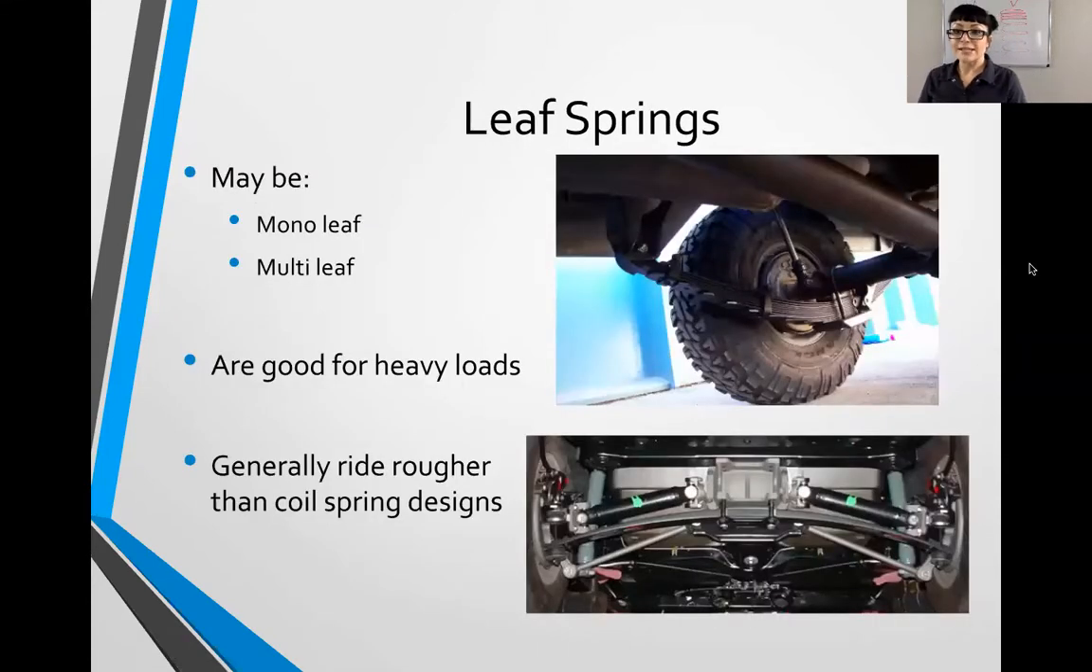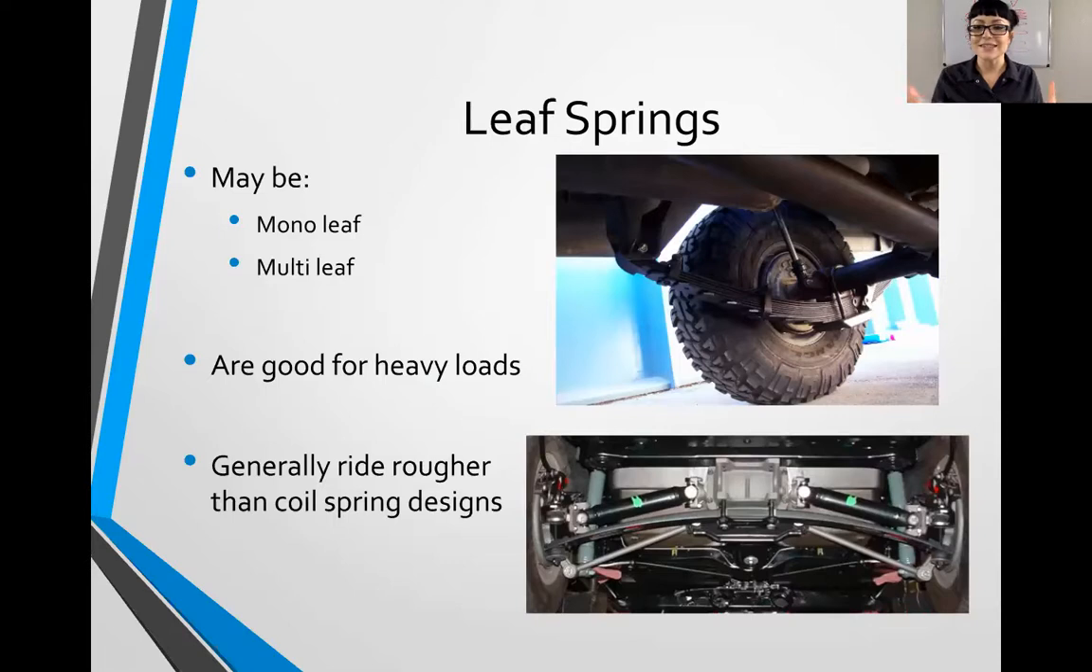Leaf springs are a different design. The plural would be leaves. They can be either mono or multi-leaf. Mono meaning what you might think, not the disease, but the number one. A monoleaf is the bottom one down here. It was very common in the Corvette design. It was actually, I believe, a sort of carbon composite material that Corvette used.